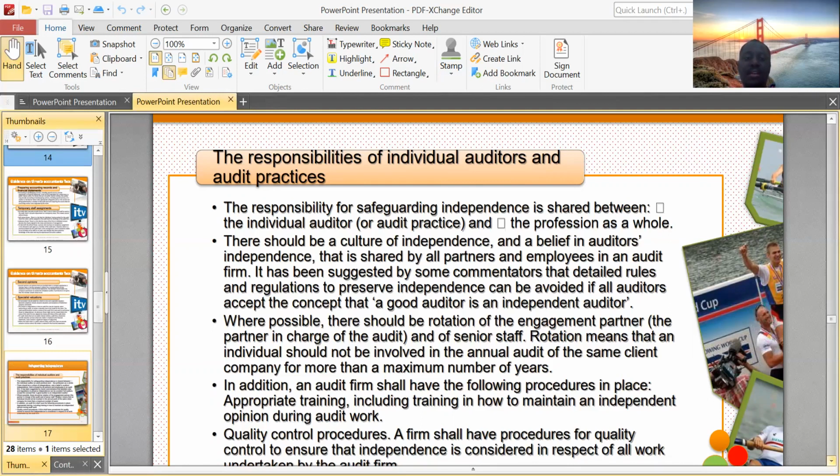Another thing is that where possible, there should be rotation of the engagement partner. You do not want to create familiarity threats. So when an engagement partner has been on an engagement for very long, it will create familiarity threats. And so you want to create a rotation mechanism where partners move from one engagement to another. So rotation basically means that an individual should not be involved in the annual audit of the same client for more than a certain number of years.